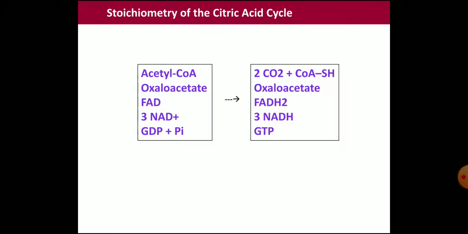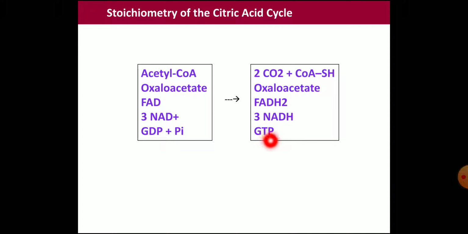Understood this much? Now this is the stoichiometry of the citric acid cycle. So what are the compounds used for entering the cycle, and finally what are the products? The substrates are oxaloacetate and acetyl coenzyme A. Then all these coenzymes, that is FAD, 3 NAD, then GDP plus Pi, are required and utilized in these reaction cycles. And finally, 2 carbon dioxide molecules, 1 coenzyme A, oxaloacetate regenerated, FADH2, 3 NADH plus H, and 1 GTP are produced.